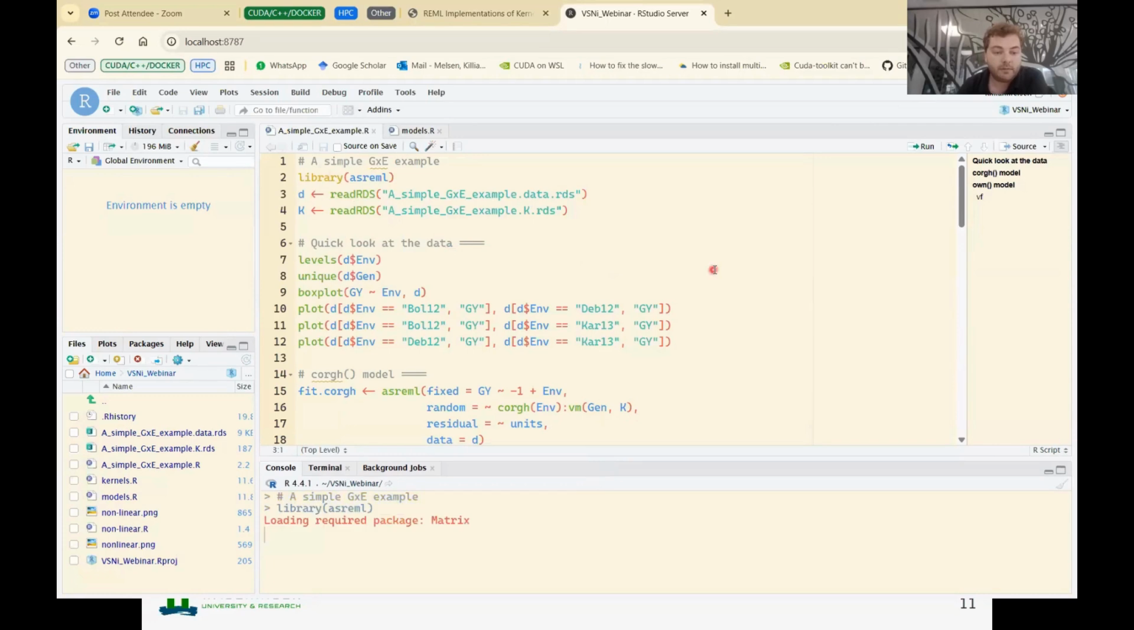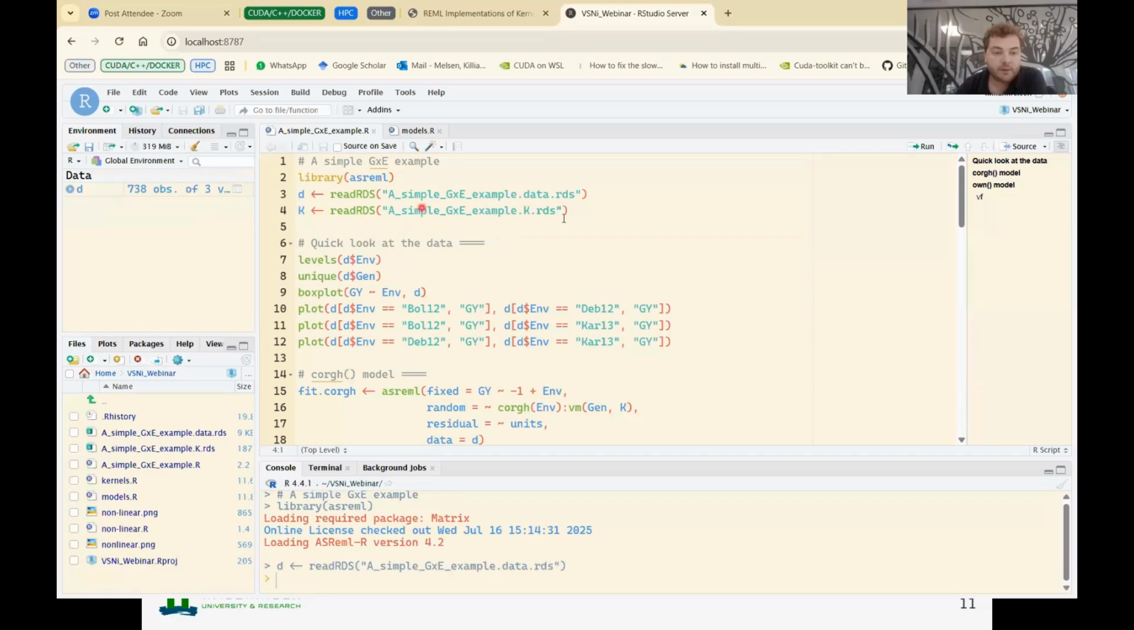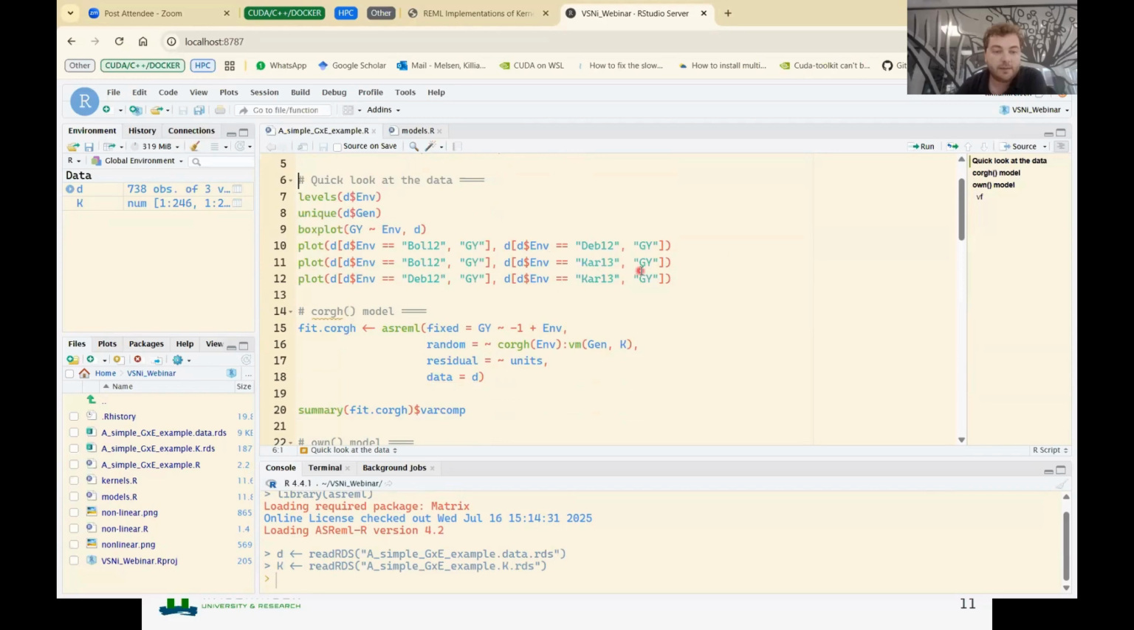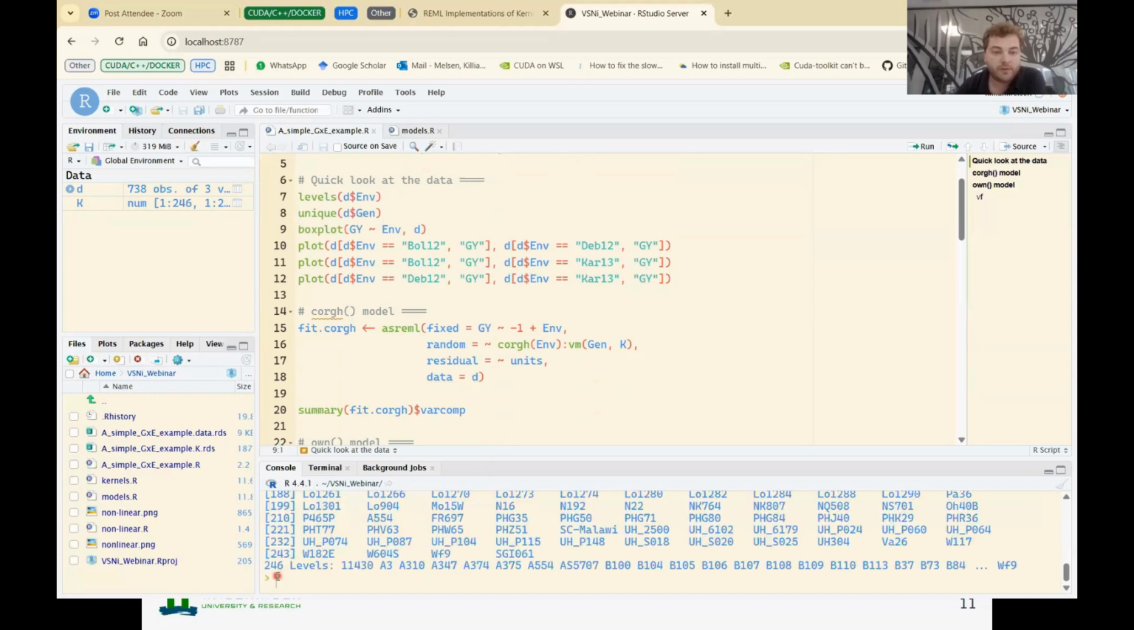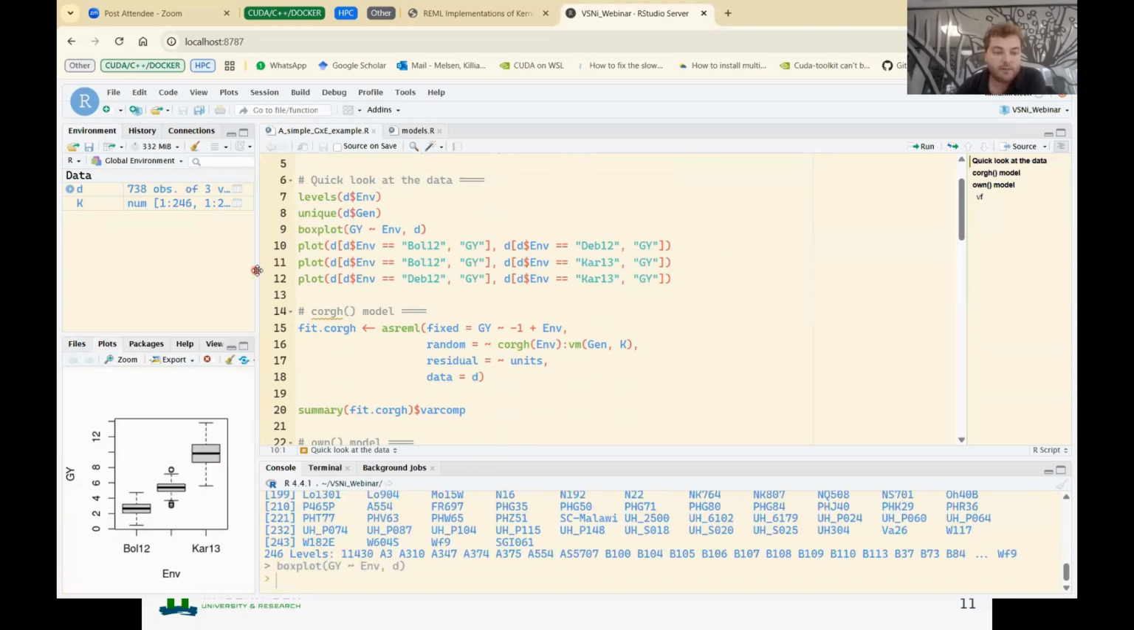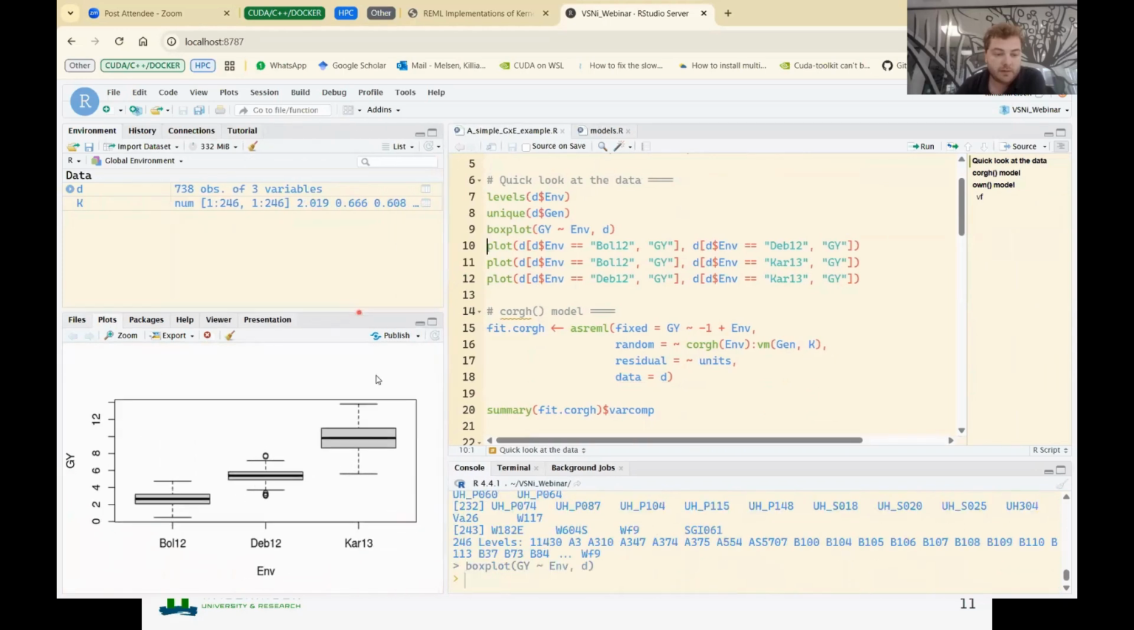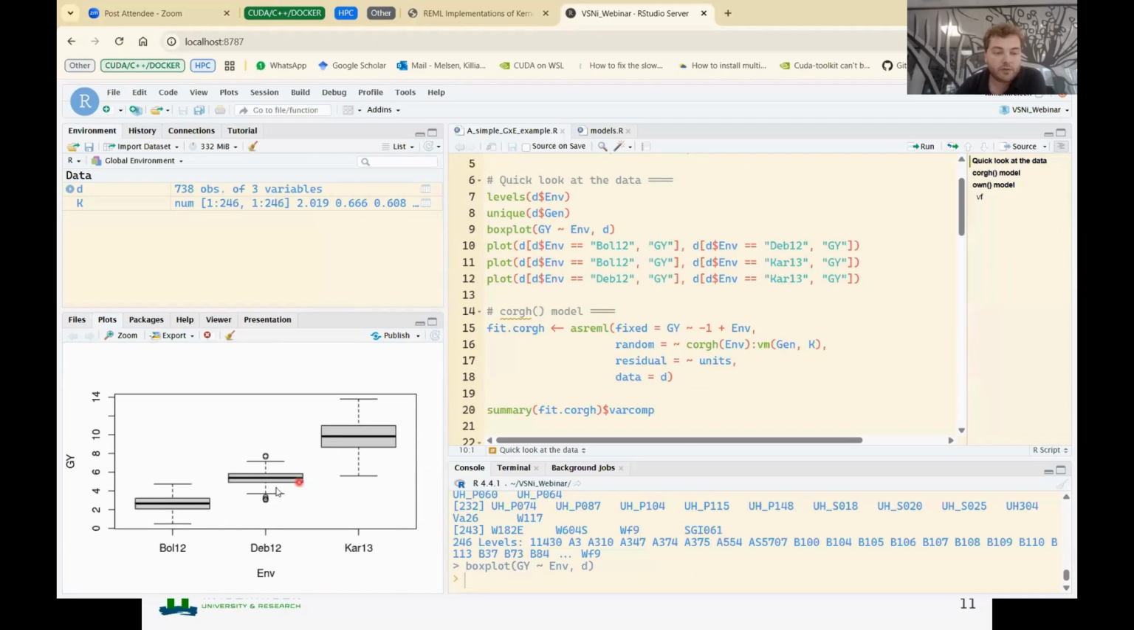I'll start with loading ASReml, of course. Just load in some data as well as the kinship, and then we can take a quick look at the data just to get an idea. Like I said, we've just got 3 trials. We've got 246 genotypes, and the phenotypic data looks something like this. So we've got differences in means and also maybe a larger variance for the third environment. Do note that these are phenotypic data, so these things don't necessarily say something about the genetics, but it's good to get some kind of idea.